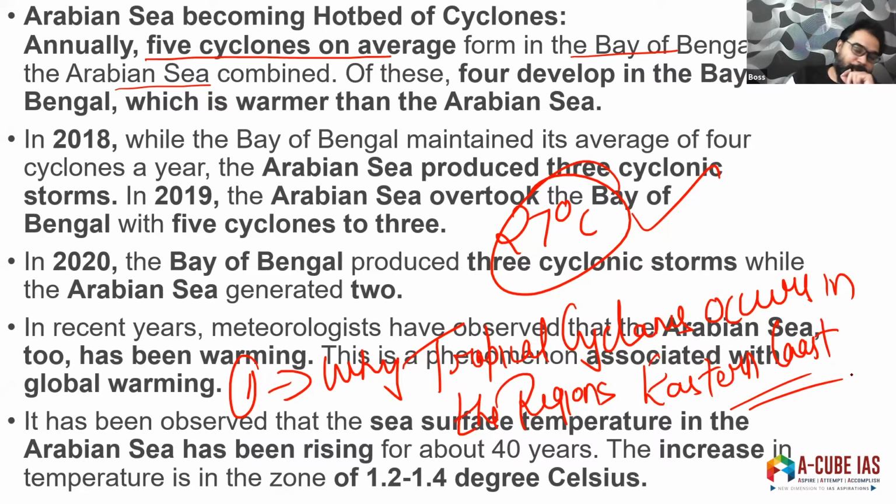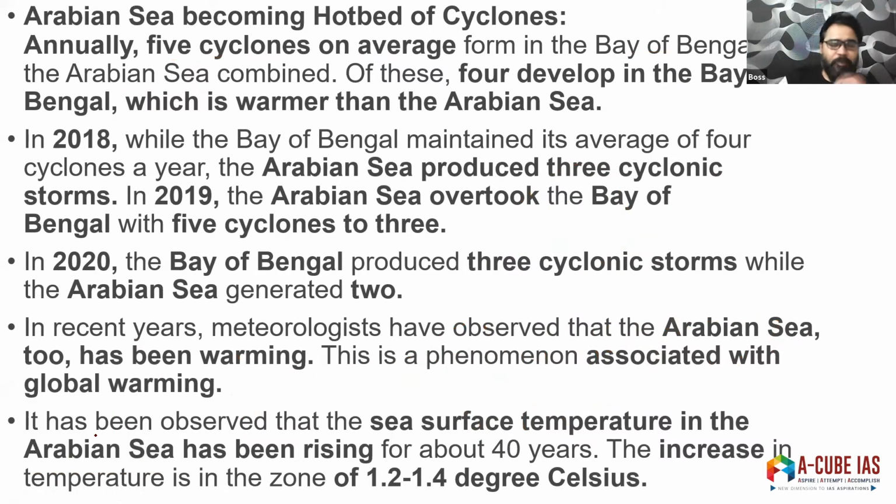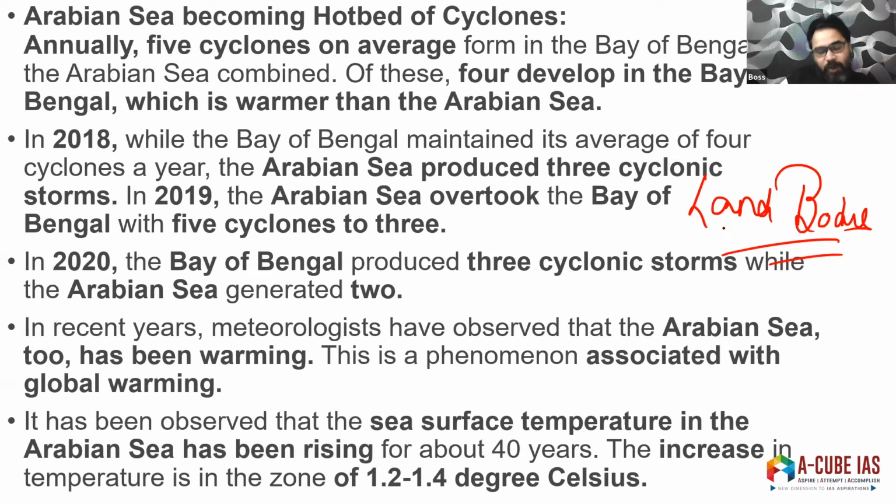Okay, now we'll understand this aspect as well. So now it is generally understood that the Bay of Bengal is considered a warmer area as compared to the Arabian Sea. One of the most important factors could be the landlocked, or you can say the land bodies surrounding the areas. The land bodies surrounding the Bay of Bengal and the Arabian Sea play a very huge role.